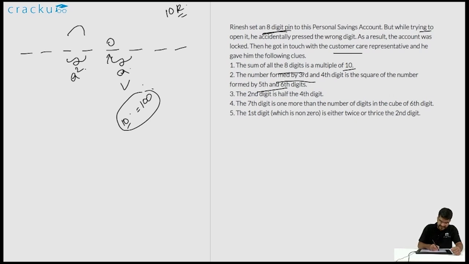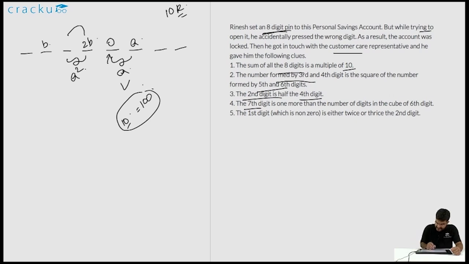So let us assume that the sixth digit is a. Now the third and fourth digit together form a square. The second digit is half the fourth digit. So if you assume that the second digit is say b, the fourth digit will be 2b.